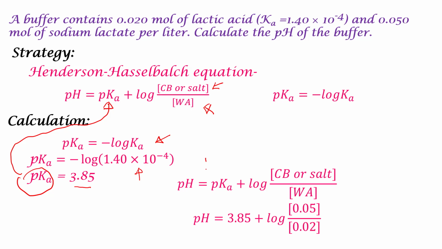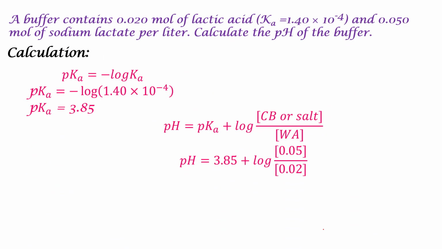So here is our Henderson-Hasselbalch equation. Here is our pKa. Here are the concentration terms. In the place of pKa, I have substituted 3.85, and in the place of the conjugate base concentration, I have substituted 0.05, which we wrote down in the previous slide for sodium lactate, and then 0.02 for the lactic acid concentration. So I plugged it in here, and then we're going to simplify this equation further.